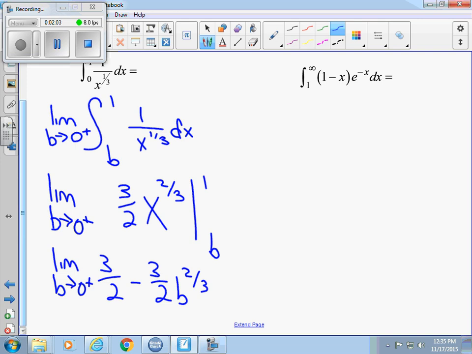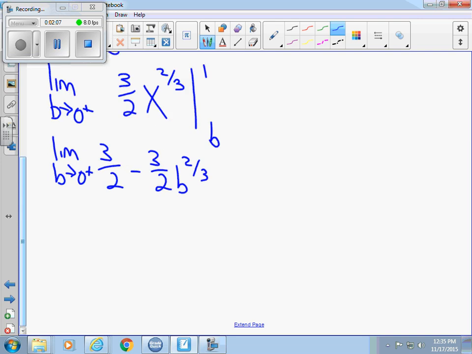Then again, this particular problem, it wouldn't matter, but for future problems, as you know, sometimes limits exist only from the right and not from both sides. We are only concerned from the right. As b approaches 0, the answer is 3/2.